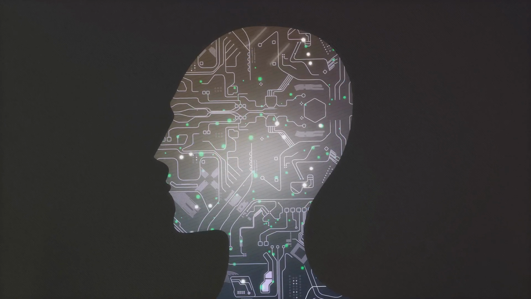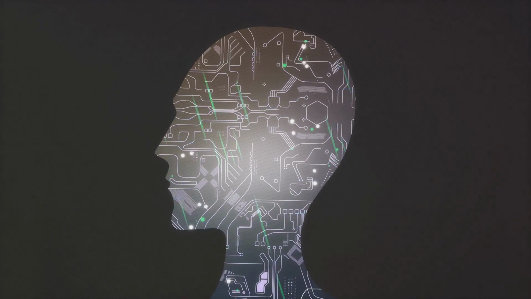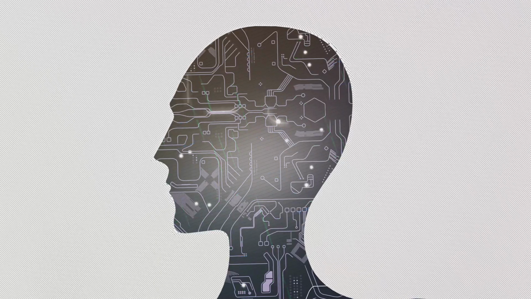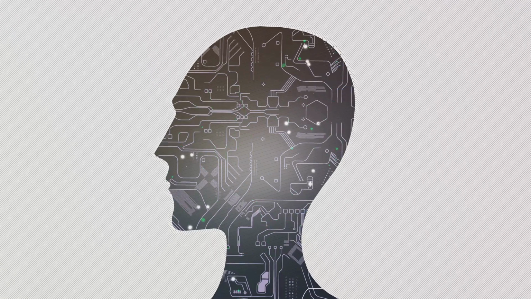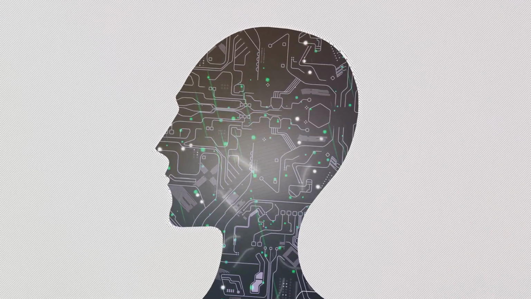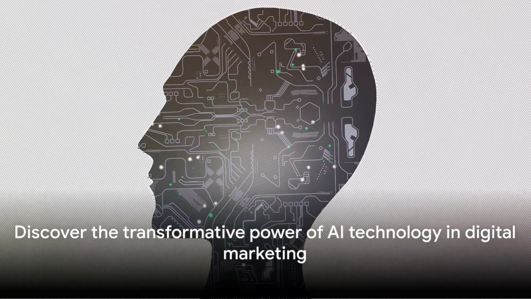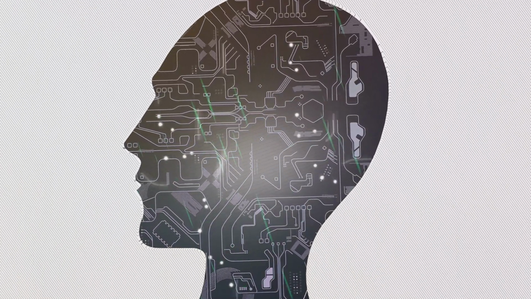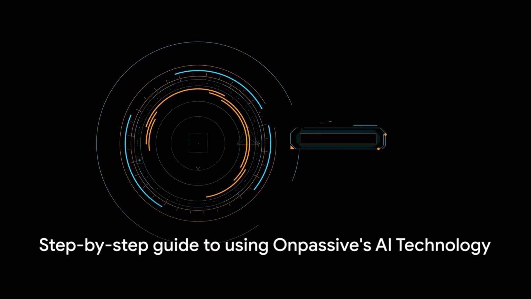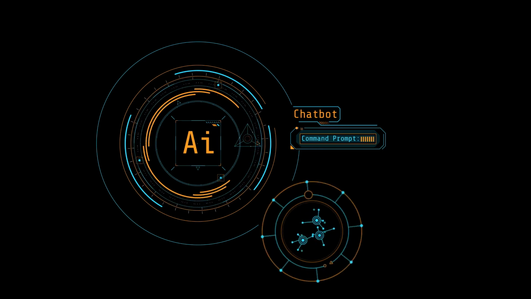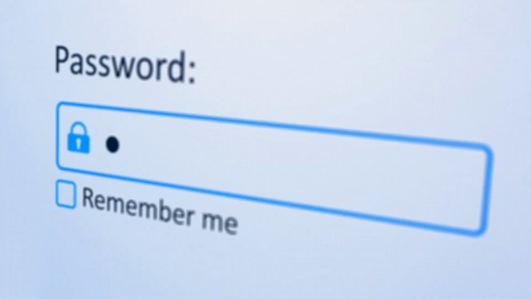And the best part? You don't need to be a tech whiz to use it. Onpassive has designed their AI technology to be user-friendly and accessible. So even if you're new to digital marketing, you can still harness the power of AI. Isn't it fascinating to see how AI technology can transform your digital marketing journey? Let's delve deeper. Now that you have an understanding of Onpassive's AI technology, it's time to learn how to use it to your advantage. To start, let's set up your Onpassive account.